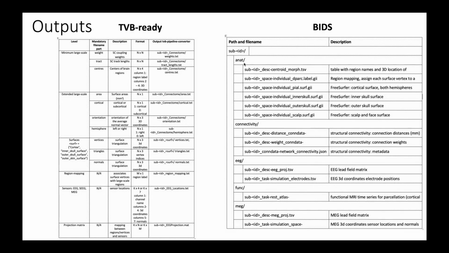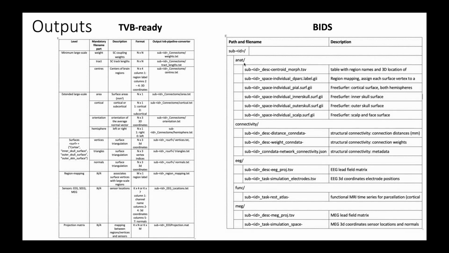Then we have all these surfaces outputted as triangulation. So we have vertices, triangles, and normals. Then we have a region mapping that associates each surface vertex with the large-scale brain region where it is located. We output the locations of the sensors, which was found by taking the reconstructed scalp surface and projecting a standard set of EEG electrodes or MEG electrodes around the surface or on the surface. And then we have a projection matrix or lead field matrix where we basically associate source space and channel space.